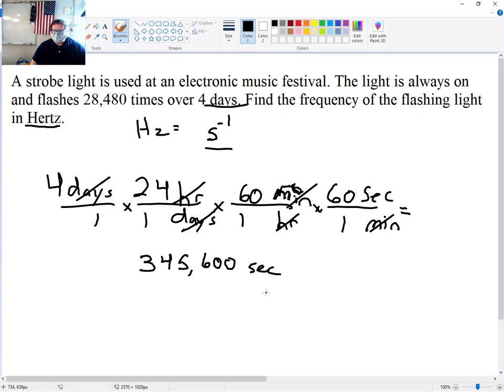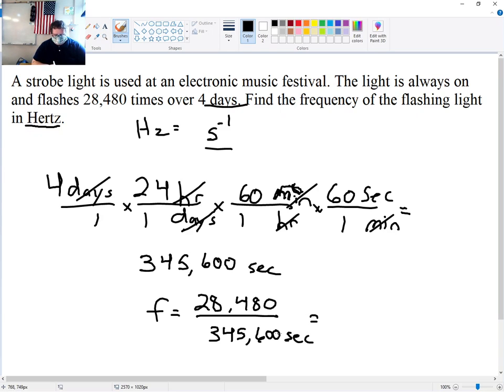So then the frequency in hertz is going to be the number of times the event occurs, which is 28,480 times, divided by 345,600 seconds. Put in my calculator, I got 0.08. I'll just round it to that. Hertz.